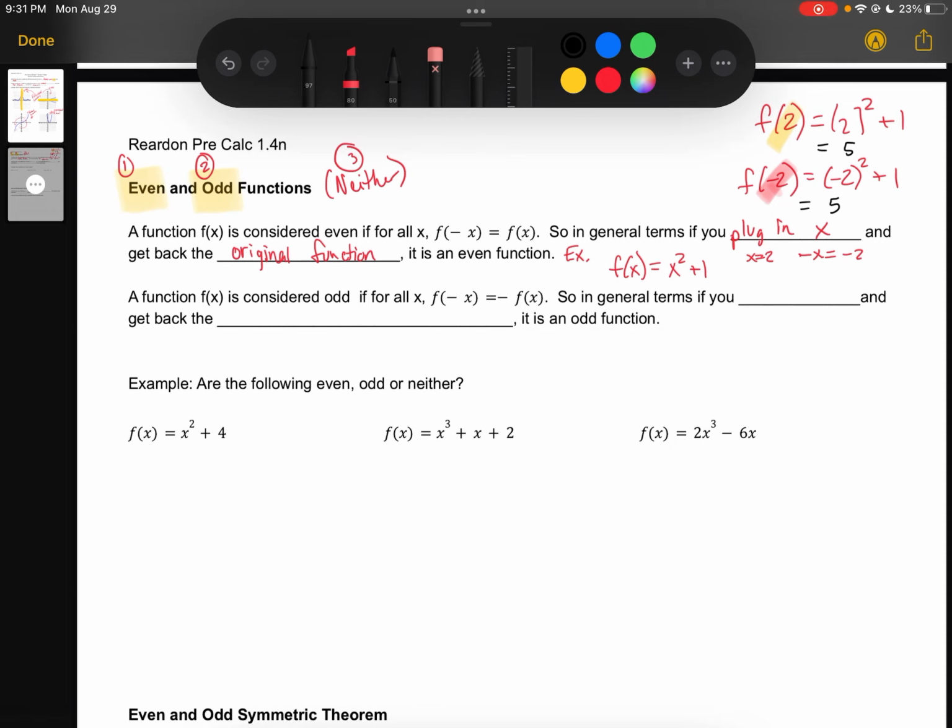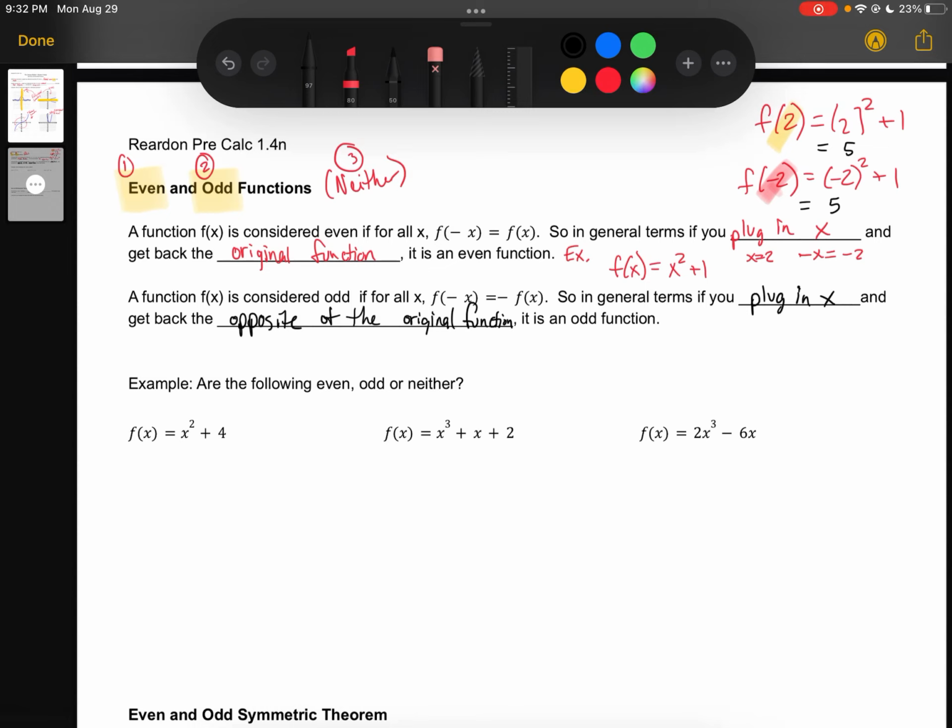On the flip side, we have something called an odd function if for all of our negative values of x, it doesn't equal the original function, it equals the negative version of the original function. So what this means in more general, less math fancy definition terms is if you plug in x and get back the opposite of the original function, it is odd.